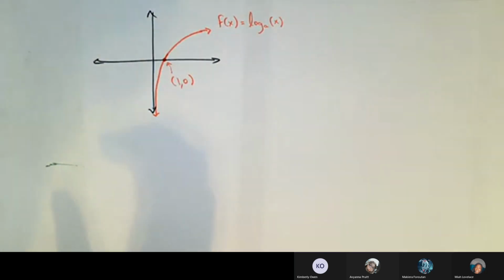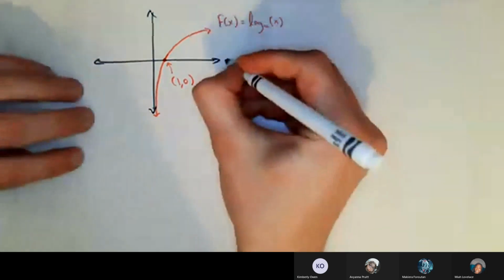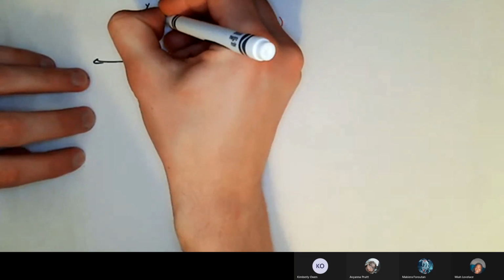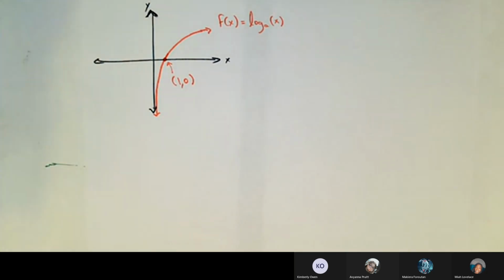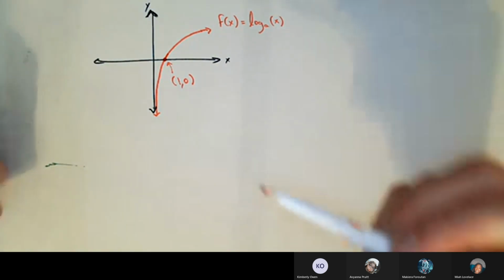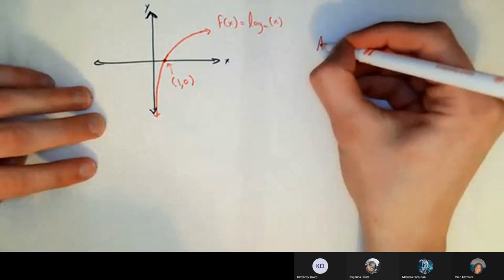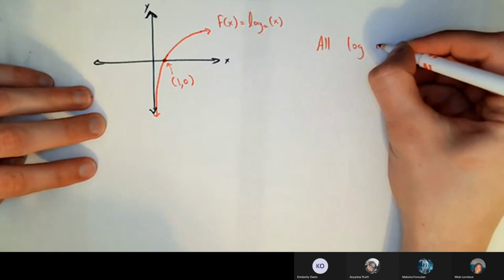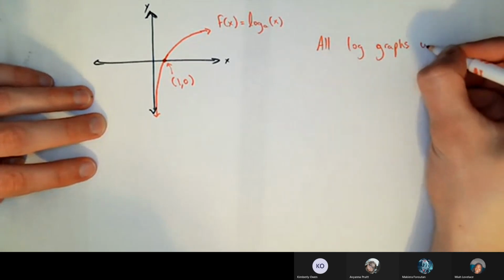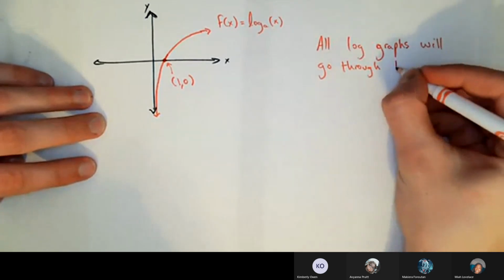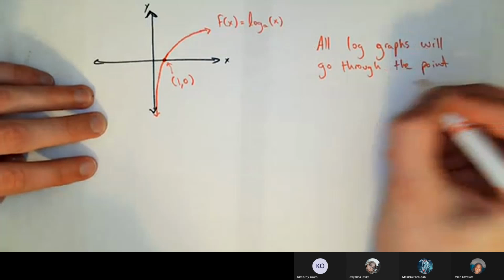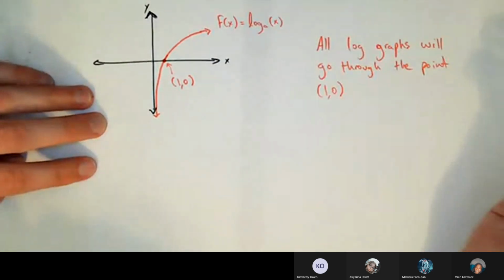Okay. Let me label axes, since that's been getting a little crazy. So let me make sure we know this is a normal XY graph. There we go. There's the logarithmic function. So we know some things about these. We know that all log graphs will go through the point 1, 0. Again, this is all with the understanding that they have not been scooted around or flipped or reflected or anything crazy like that.